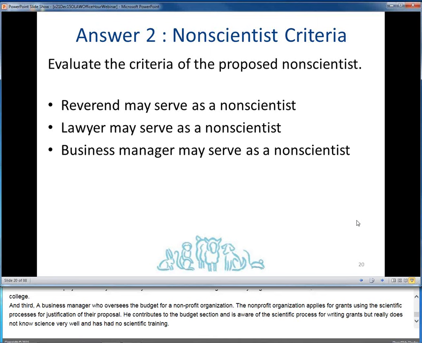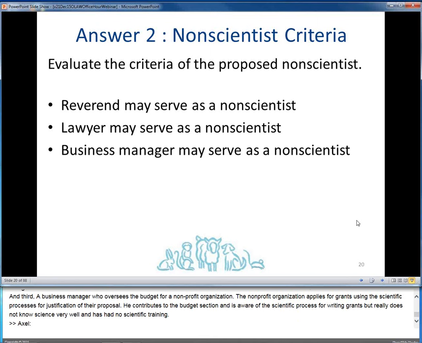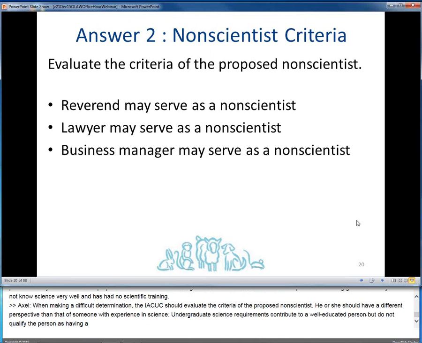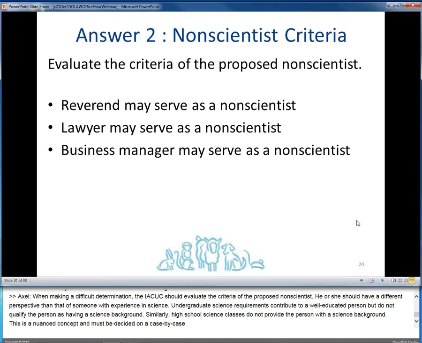When making a difficult determination, the IACUC should evaluate the criteria of the proposed non-scientist. He or she should have a different perspective than that of someone with experience in science. Undergraduate science requirements contribute to a well-educated person, but do not qualify the person as having a science background. Similarly, high school science classes do not provide the person with a science background. This is a nuanced concept and must be decided on a case-by-case basis.